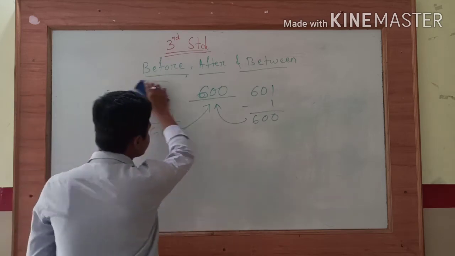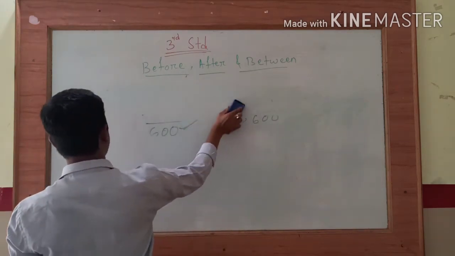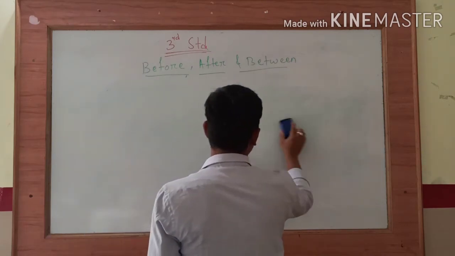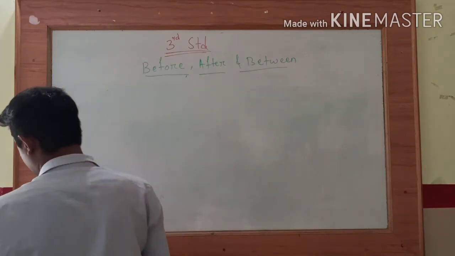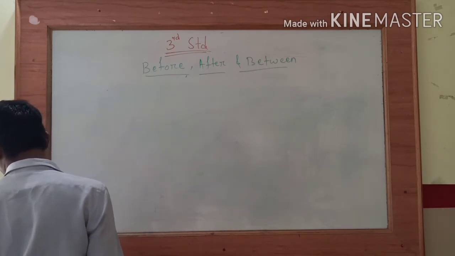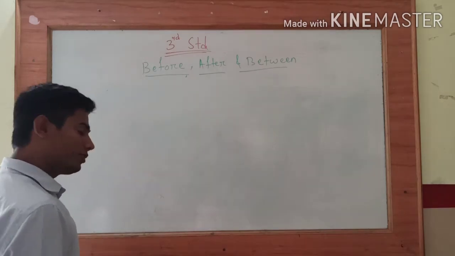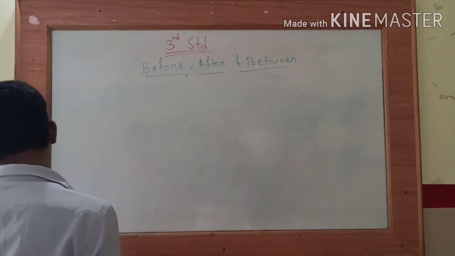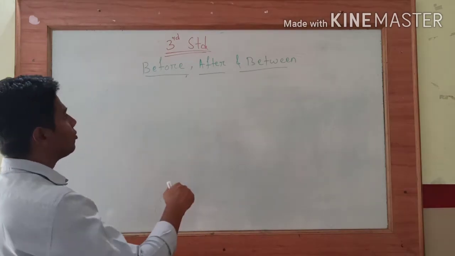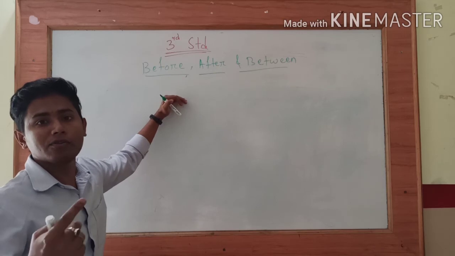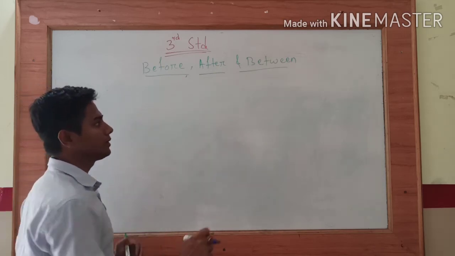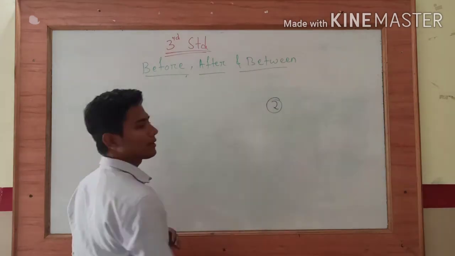So question number 3. Read the question properly. This is the most important thing. What is given in this question? What you have to find. So count by twos and write the numbers that come before, after and between. Count by twos. When we count the after number, we count by 1. That's why we add 1 and subtract 1. But here count by twos means we have to add 2, otherwise subtract 2.